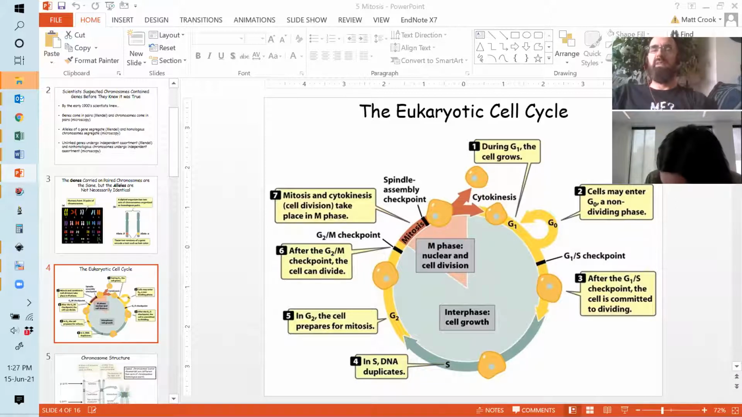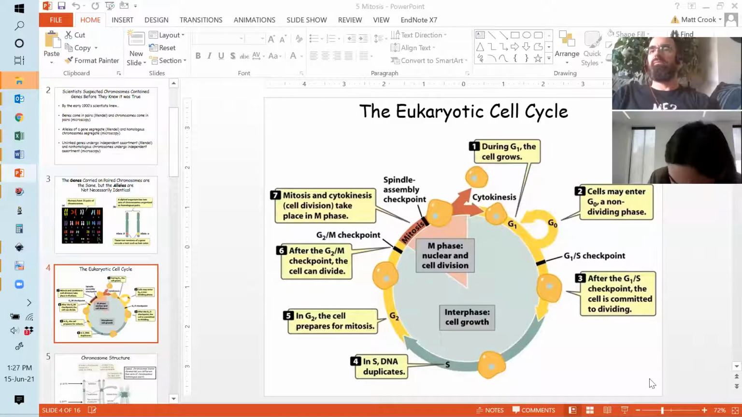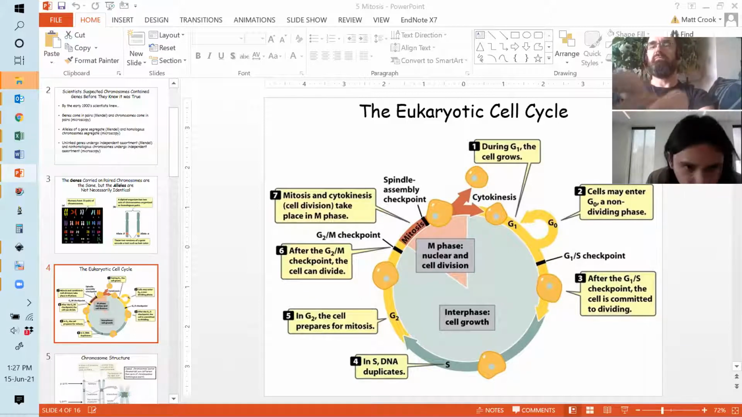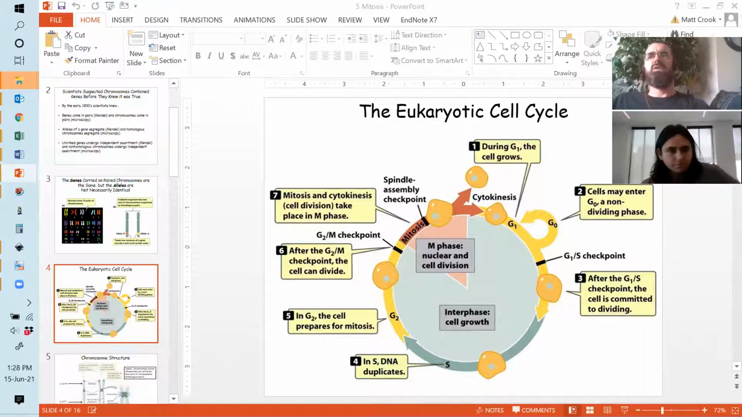Pardon me. And then the final one, which we will just get through before we break for lunch, is the M phase checkpoint. That's the next one. And that's actually really, really funky. The molecular biology and biochemistry behind it is pretty cool.